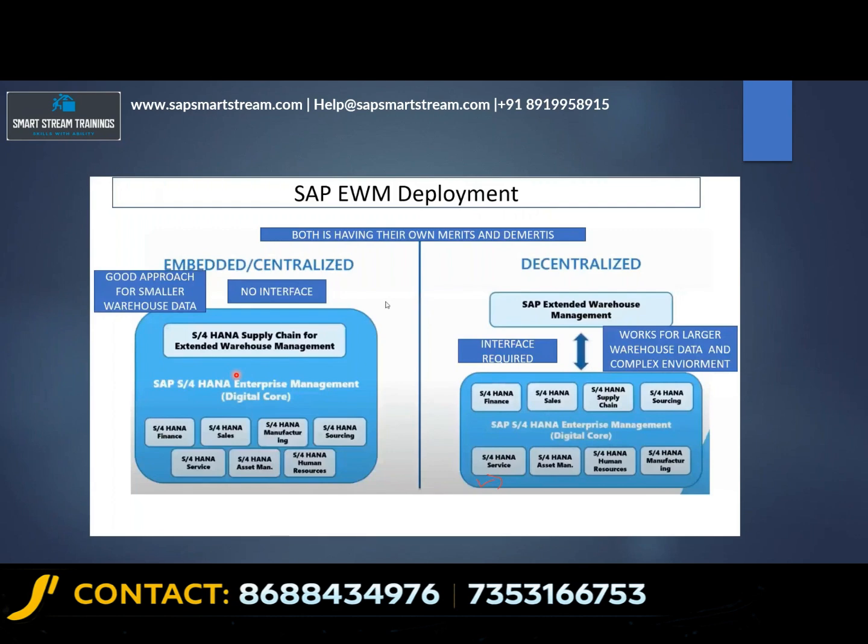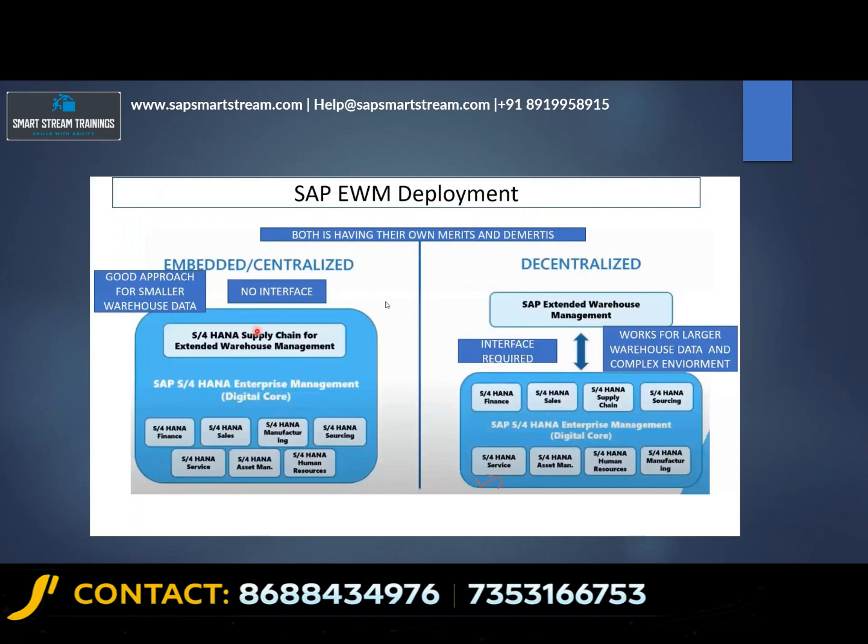As we go further, I will tell you about EWM. It is always peculiar: it has its own limitations, and it behaves in its own way. Even though it is available in S4 HANA as well, it has these decentralized properties. But when we go further, we will discuss it.